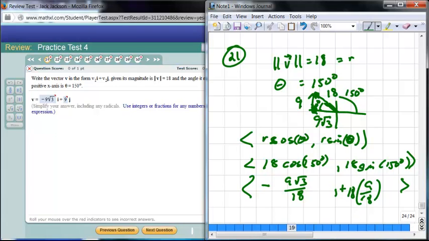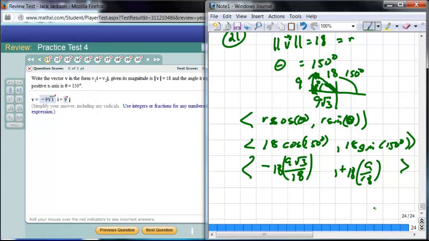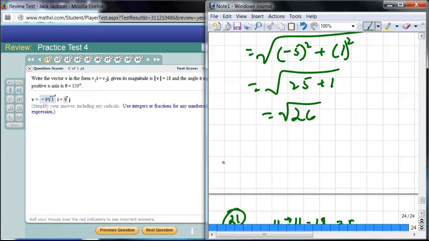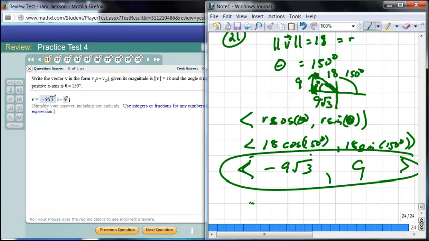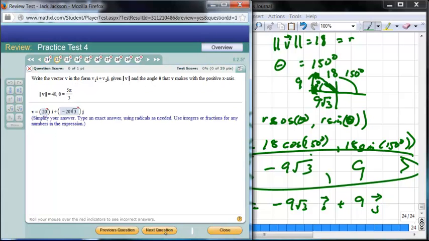Okay, and then we still got to multiply that by 18 here and here. Well, actually, what am I doing? The cosine is square root of 3 over 2. We already have it worked out, basically. I already have the components done. The components are negative 9 square root of 3 and 9. You might see that written this way. You could also see it written as negative 9 square root of 3i plus 9j, and they wanted it in that way. Next question.